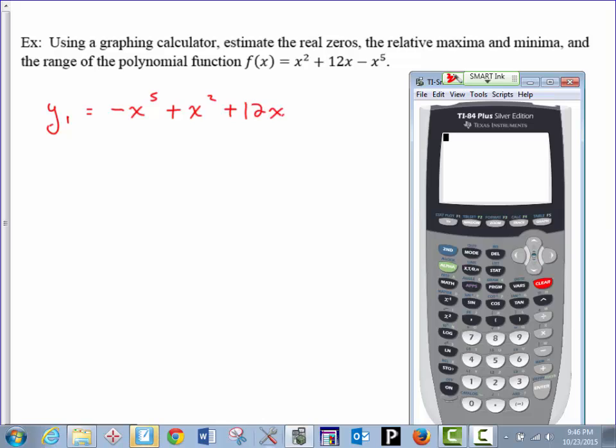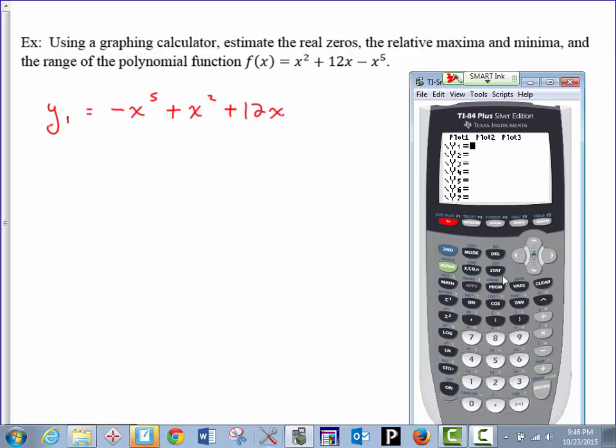The reason I'm saying that is here you can tell that the leading term is negative x to the 5th. It has an odd power, so you're expecting the ends to go in opposite directions. Because the front sign is negative, then you're expecting the left-hand side to go up. So let's go type this in on our calculator first of all.